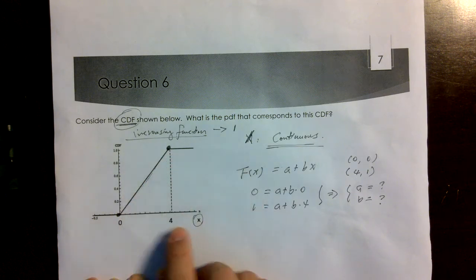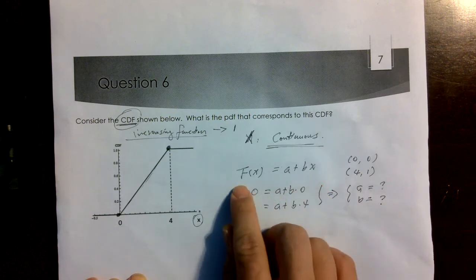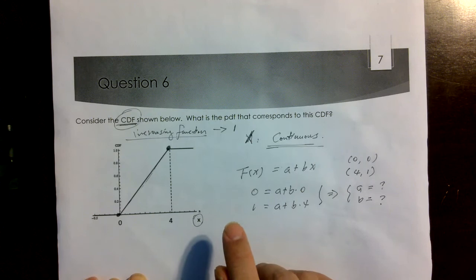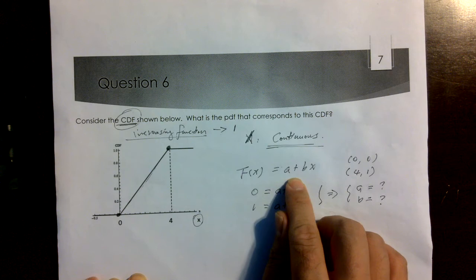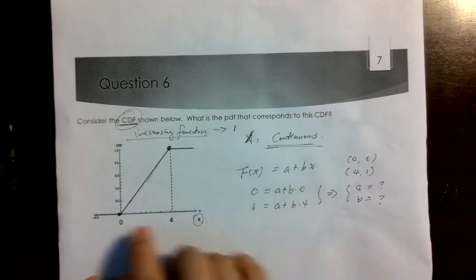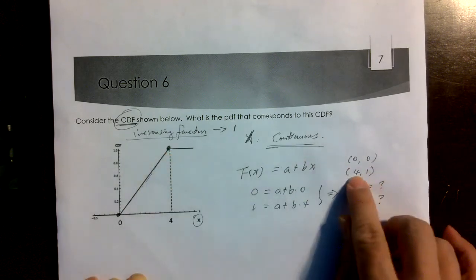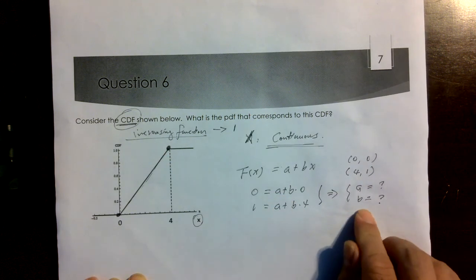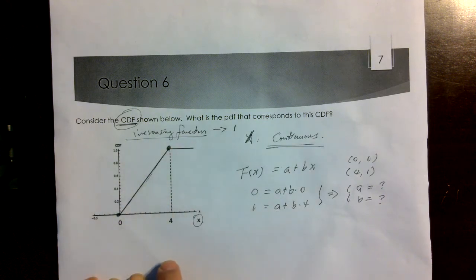Basically it's a linear function, so I write down F(x). Remember, capital F means CDF, and the small f indicates PDF. So capital F, the CDF, is a linear function, a plus bx. All right, so we have 2 points, (0, 0) and (4, 1). With these 2 points, we can set up 2 equations and solve them for a and b. So we can find this function, a linear function.